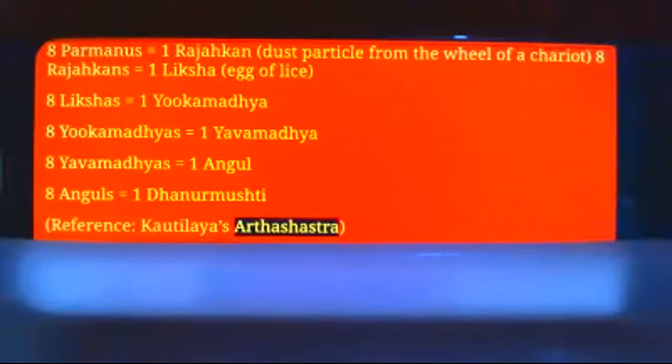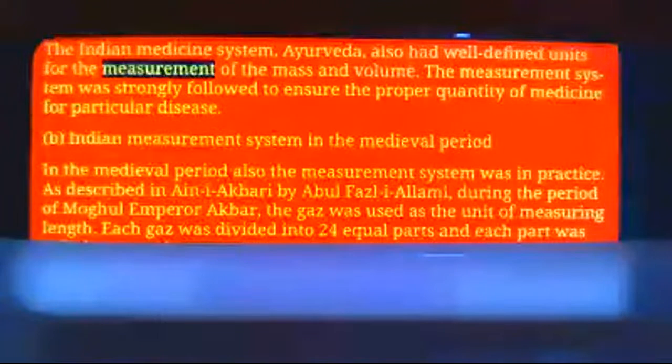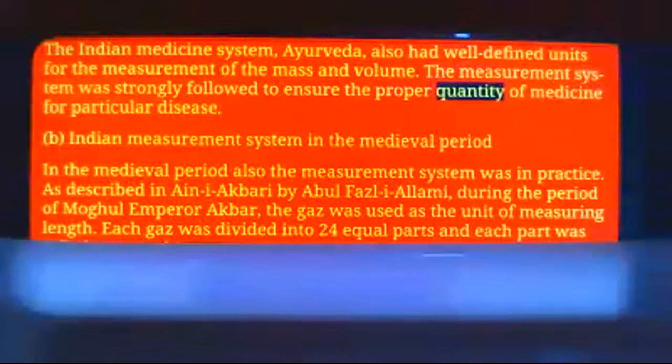Reference: Kautilya's Arthashastra. The Indian medicine system, Ayurveda, also had well-defined units for the measurement of mass and volume. The measurement system was strongly followed to ensure the proper quantity of medicine for a particular disease.